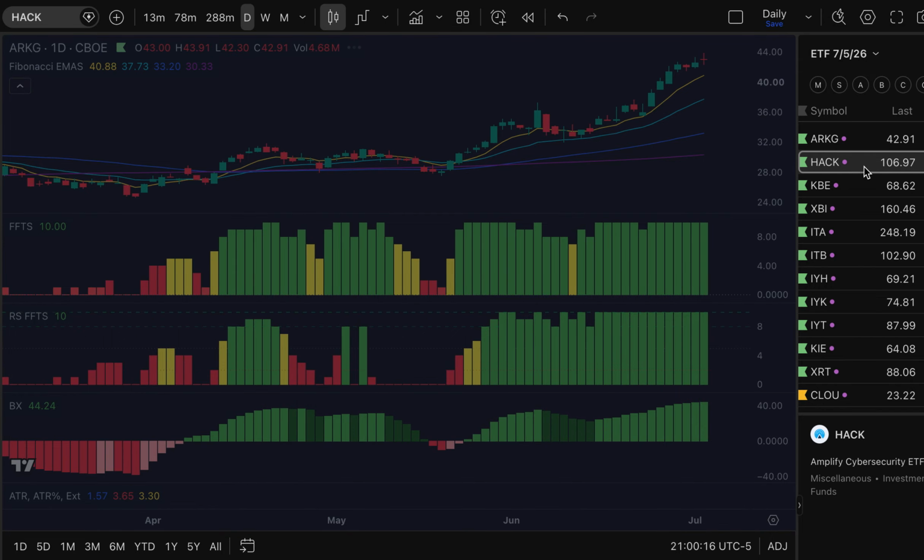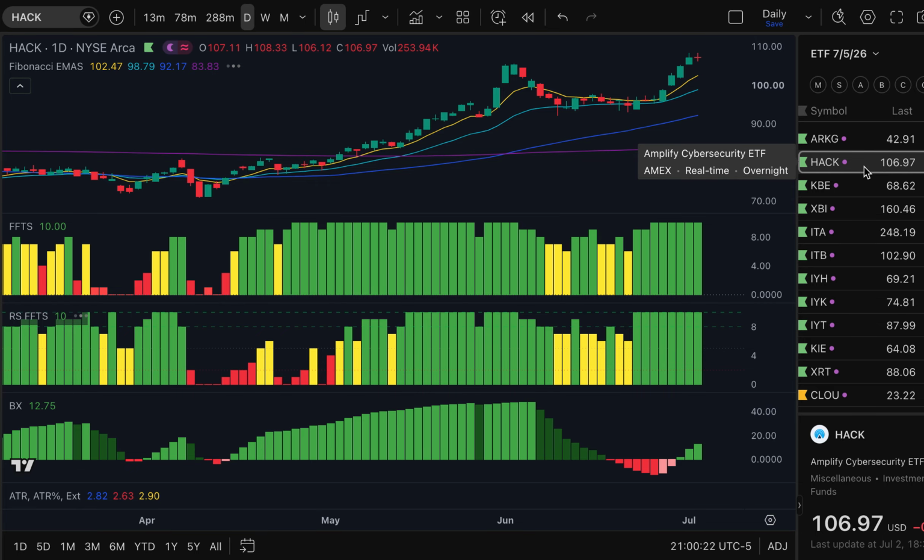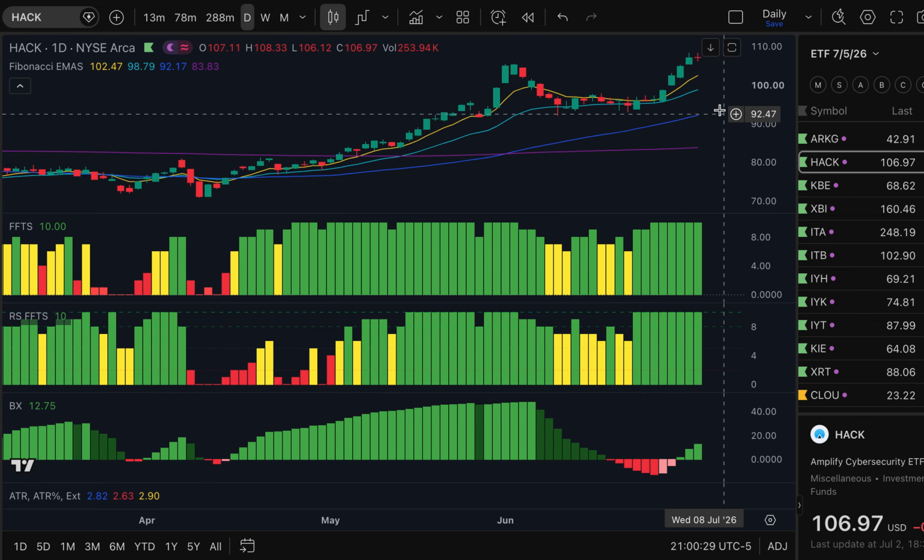Next is HACK, H-A-C-K. This is cybersecurity. This is one of the areas within technology that is acting well, the cybersecurity stocks. We have a perfect 10 out of 10 and green momentum here.